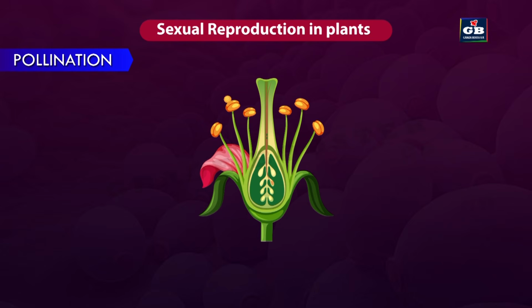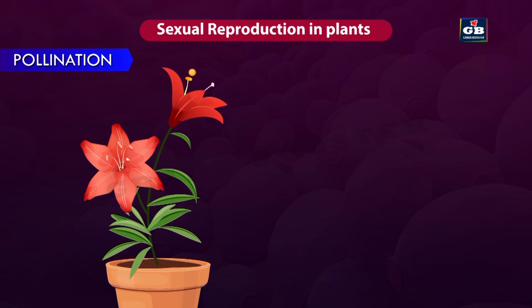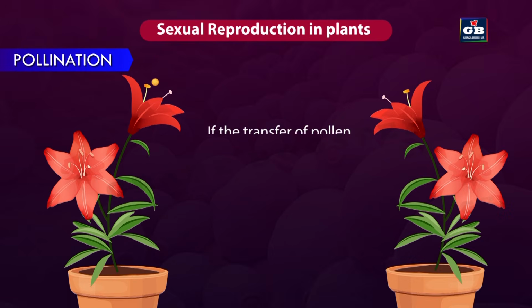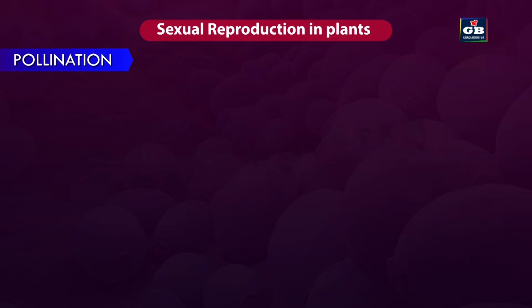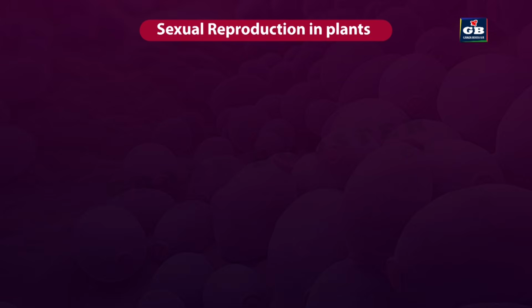Pollination. For the process of fertilization, the pollen grains have to reach from anther to stigma. This transfer of pollen grains from stamens to stigma is called pollination. If the transfer of pollen grains takes place from the stamen of a flower to the stigma of the same flower or another flower on the same plant, it is called self-pollination. If the transfer of pollen takes place from the stamen of one flower to the stigma of another flower on a different plant, it is called cross-pollination. The pollen grains are carried to the pistil by the help of different agents like wind, water, insects, or animals.